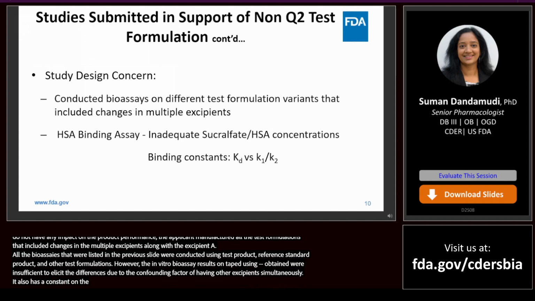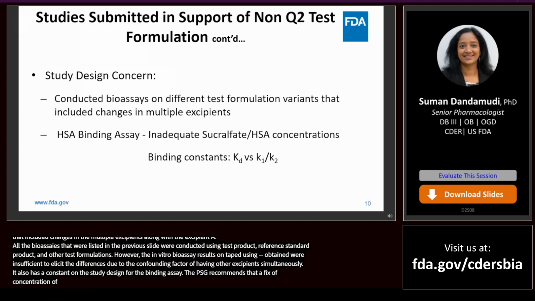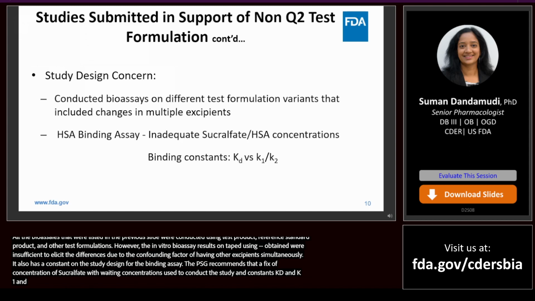The PSU recommends that a fixed concentration of sucralfate with varying concentrations of HSA be used to conduct the study and the Langmuir constants K1, K2 be calculated. However, in this case, the applicant used a fixed concentration of HSA with varying concentrations of sucralfate, and the constant KD value based on the Hill equation was calculated.